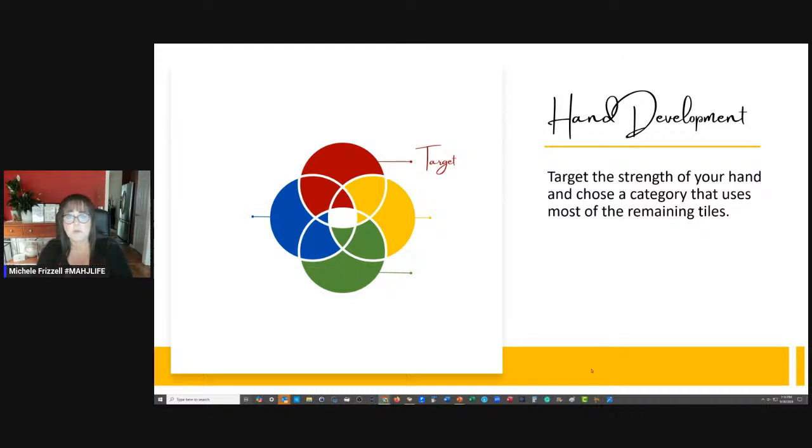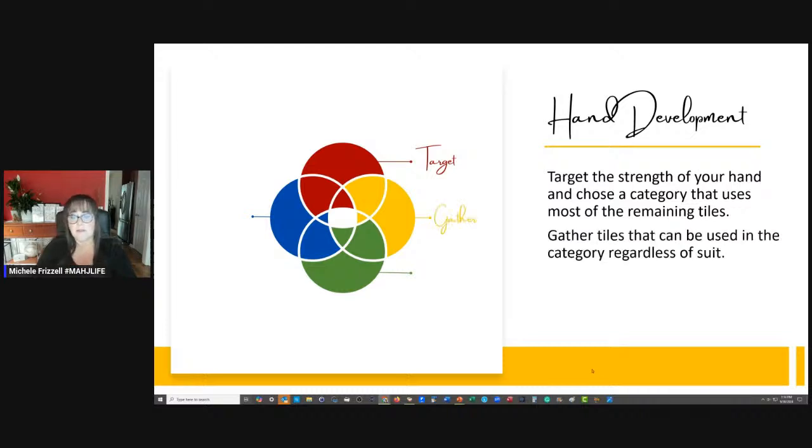Target the multiple, gather tiles where you can focus on a category that will use most of them. Targeting is critical to hand development and getting started on the right foot. Then you're going to gather. You're going to gather tiles for whatever category you've chosen. You do not need to pick a hand until you run out of discards, or until you have only keepers in your hand. In other words, target, then gather.